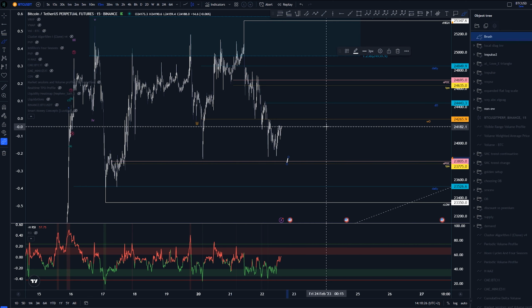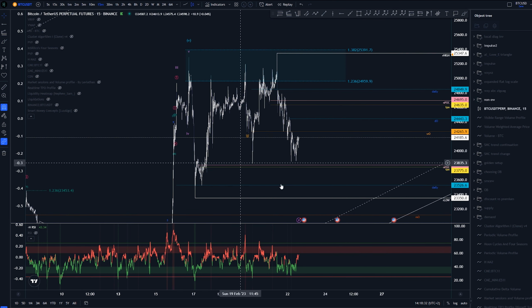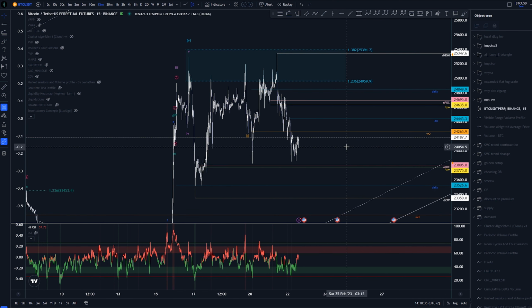If we see some kind of reaction, I would be interested in at least looking for a scalp trade here. But at the moment, I don't have any other Elliott Wave counts for this structure, so that's going to be it for this video.